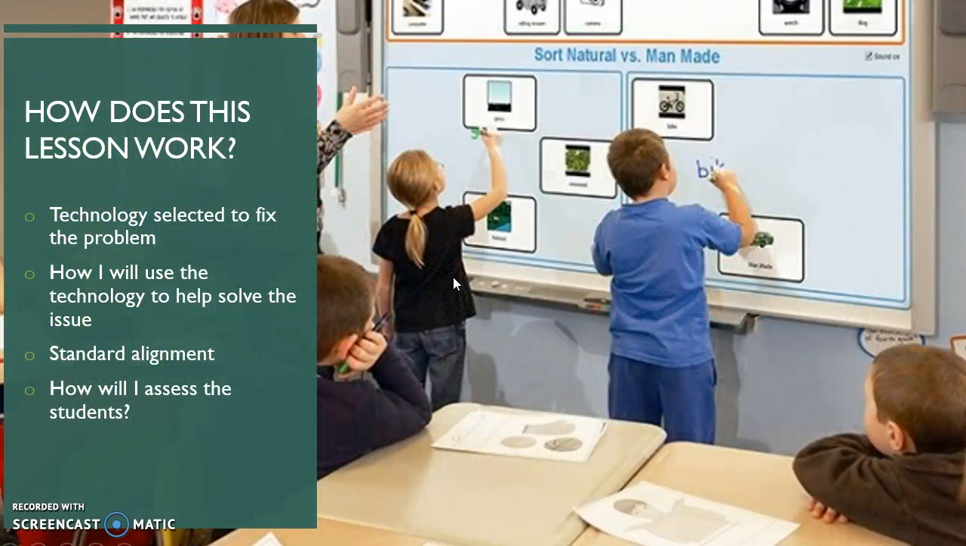How does this lesson work? We will be discussing technology selected to fix the problem, how I will use the technology to help solve the issue, standard alignment, and how I will assess the students.